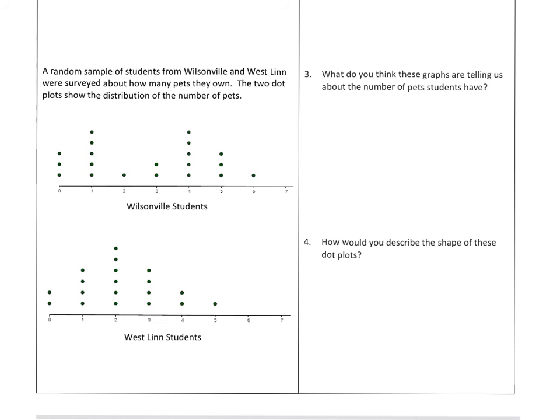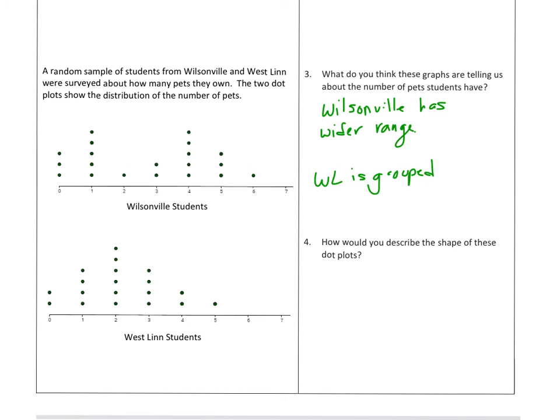Well, we could say that the Wilsonville students seem to have more of a range, right? Some have hardly any, some have a lot, whereas the Westland students are kind of grouped towards not as many pets, but a lot with 2 for some reason. So any of those things works. We could say Wilsonville has a wider range, and Westland is grouped more.